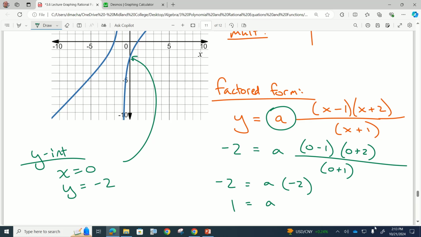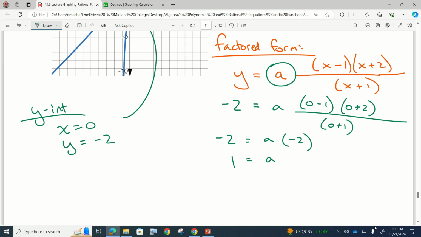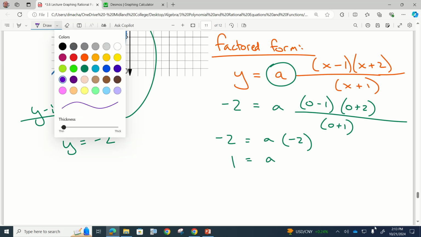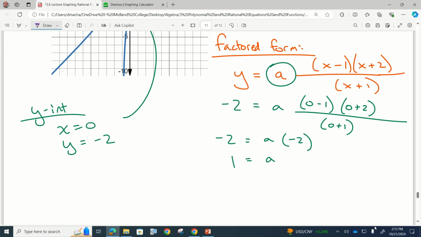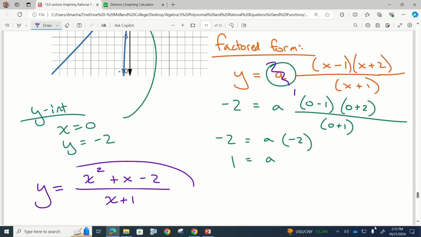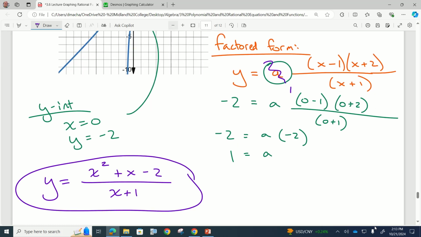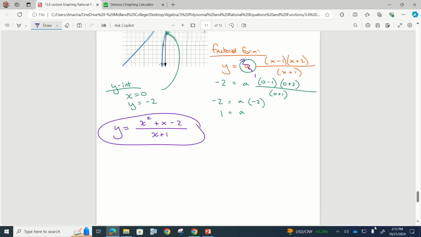And if a is 1, then we don't have to write it. Maybe that's not the case, and maybe a is some other number, like 3 or -5. But in this case, a was just 1. And when I go to write my expanded form, now I just have to expand the numerator. And the denominator is still just x plus 1. And that is how you answer that kind of question.